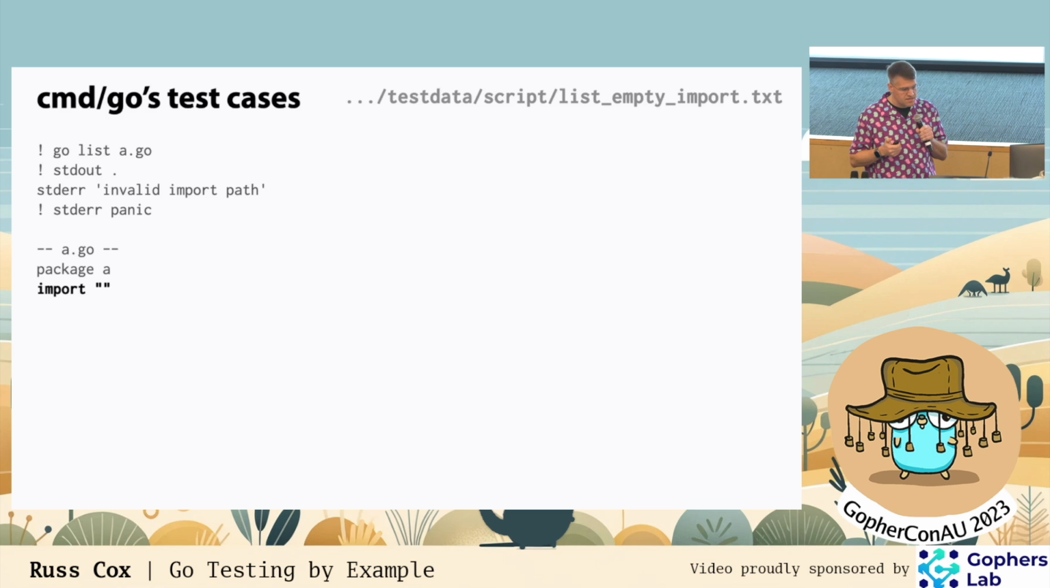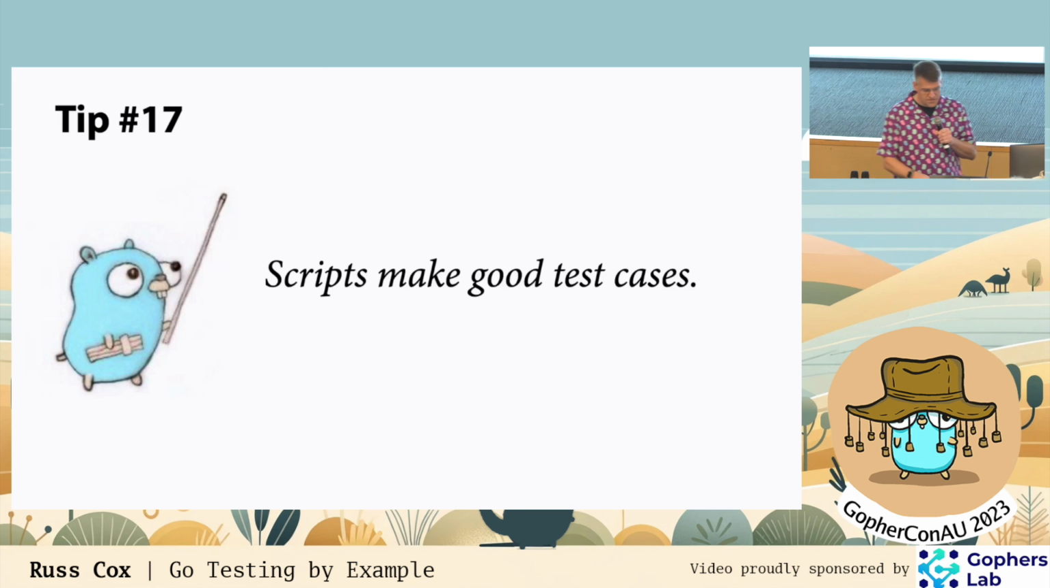Here's another real test. Notice at the bottom that a.go is importing an empty string, which is not valid. And so the bang at the start of the first line is a not operator. It says not go list a.go. It should fail. And the next line, not stdout dot, says that there shouldn't be any matches for the regular expression dot on standard output, meaning there shouldn't be any standard output. And the next line says that in standard error, we should see an invalid import path error. And then the final line says there should not be a panic. All right, so tip number 17, scripts make good test cases.